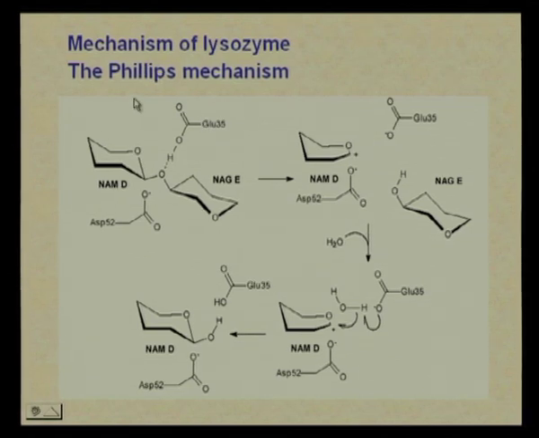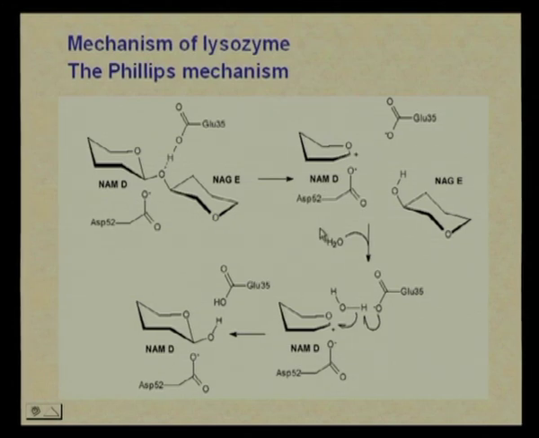This is basically just a summary of what we just said. It is called, by the way, the Phillips mechanism, and we have here therefore in the first step the glutamic acid 35 provide the proton. It provides this proton to this NAM-NAG set. We have the oxonium ion produced and the glutamic acid 35 from the COO minus.